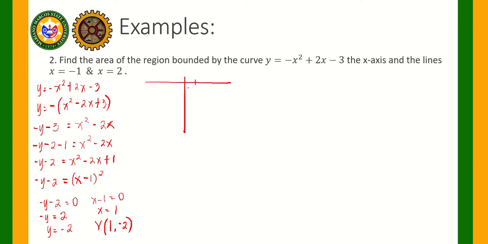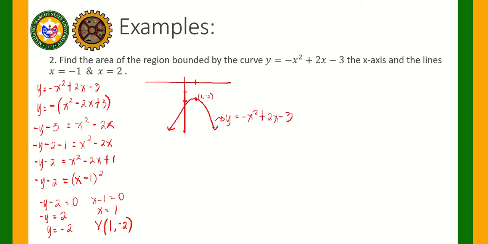Okay, so if this is 1, this will be negative 1, and this is negative 2. So, nandito yung vertex natin. Okay, and yung curve natin will somehow look like this one. Okay, ayan. Basta it's a parabola that opens downward. Okay, this is our vertex (1, negative 2). Okay, so from there, this is our function y is equal to negative x squared plus 2x minus 3.